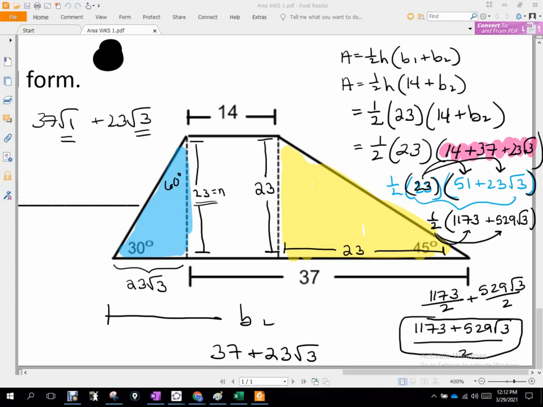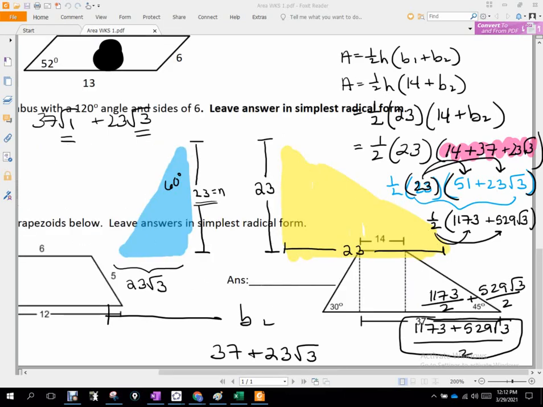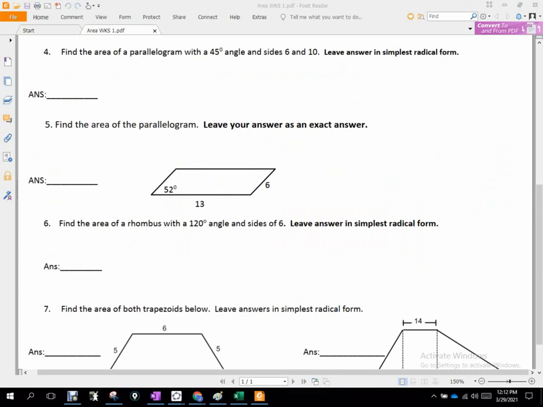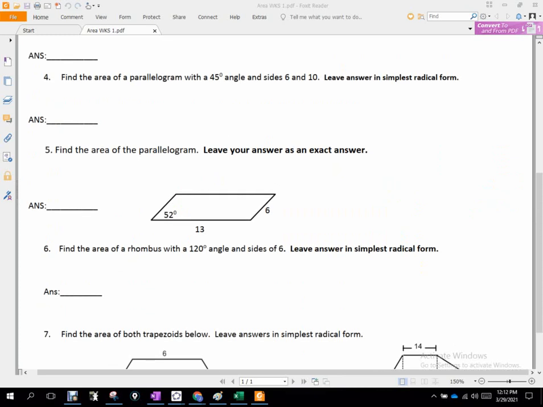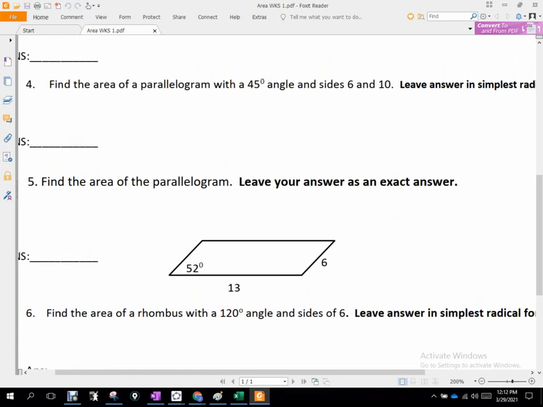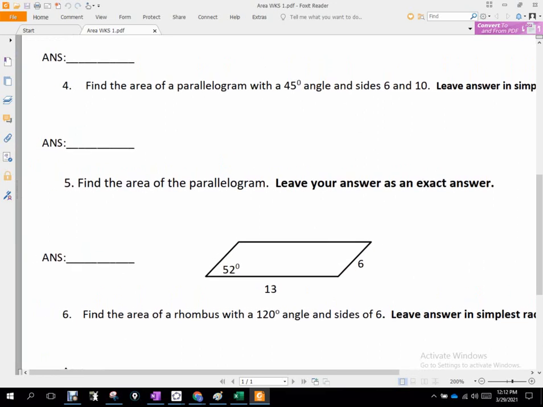Any others? I do not have the answers to them, but we can. Number 4. So 45 sides of 6, so 3 radical 2. Is that 30 radical 2? Number 4, 30 radical 2.